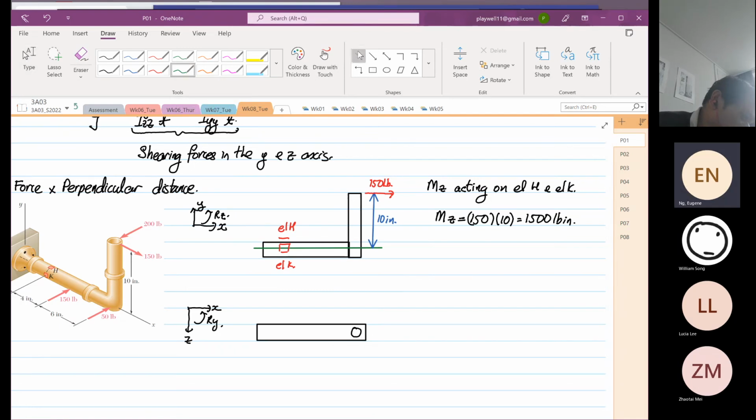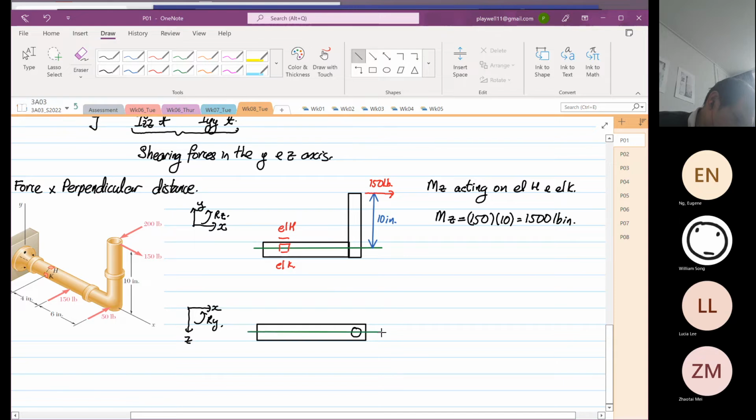The neutral axis. Right? So then we are going to sketch our element. Over here, this is the element H. Over here, this is our element K. So we're looking at a plan view now. And I'm just going to look at one force, which is the 200-pound force.